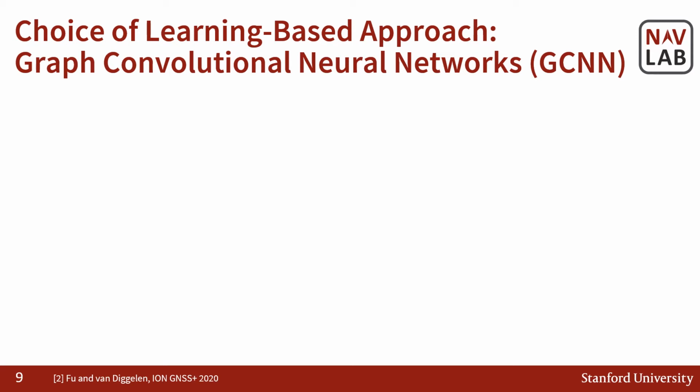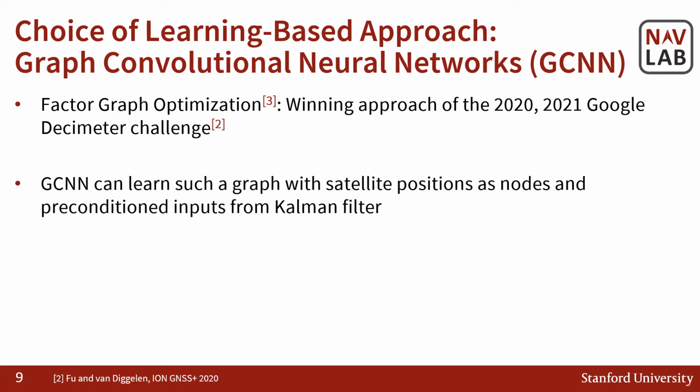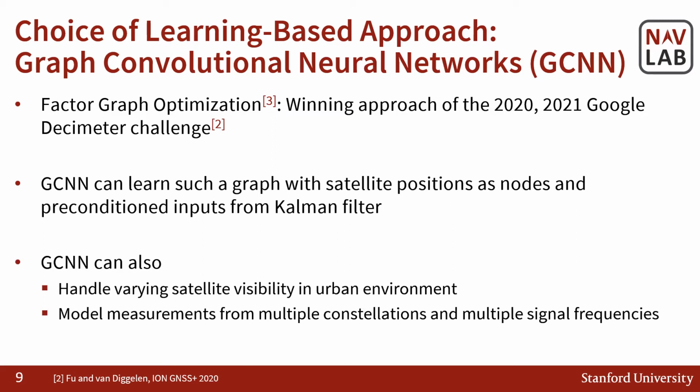The choice of learning-based approach in this work is the graph convolution neural network, or GCNN. This is because factor graph optimization was the winning approach of the 2020 and 2021 Decimeter challenge. This is encouraging because we can make the GCNN learn such a graph by using satellite positions as nodes and preconditioned inputs from the Kalman filter. GCNN is also capable of handling varying satellite visibility in urban environments and making use of measurements from multiple constellations and multiple signal frequencies in the same graph.